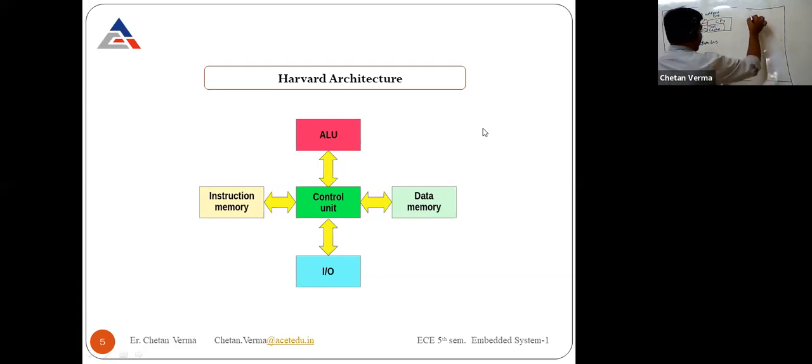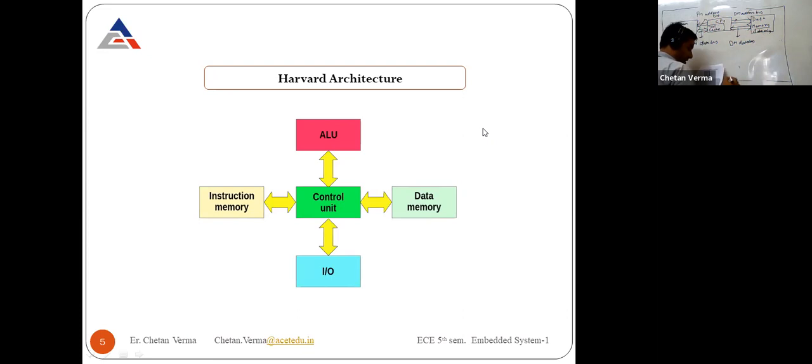Then we are using your data memory, which includes your data address bus, that is your DM address bus, then your DM data bus, that will be connected to both sides of this. Now it should be for the data memory, for the data only.